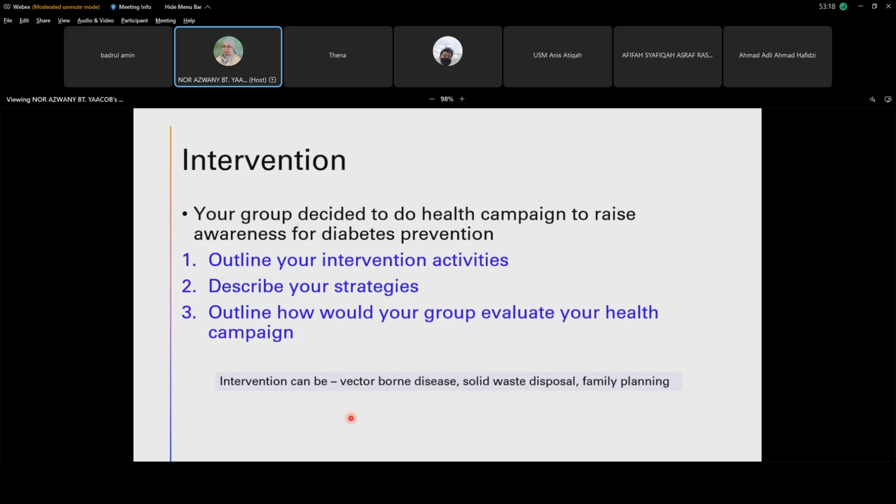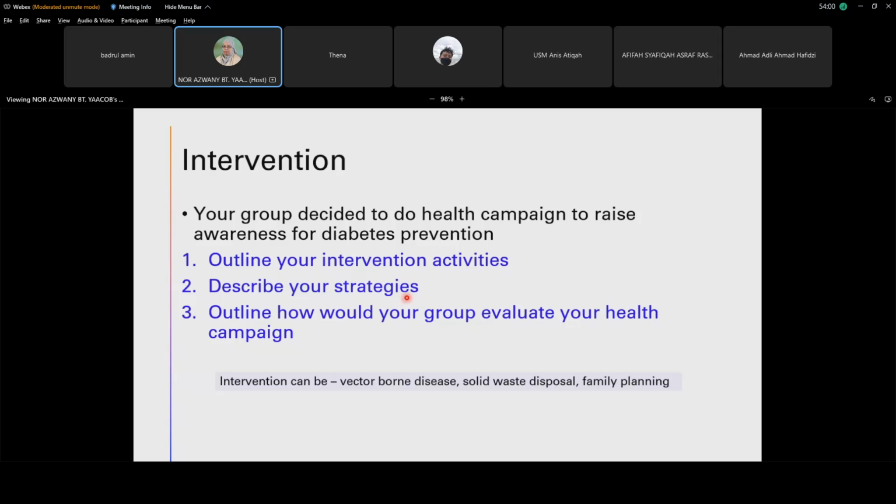Then we may ask, if it's a scenario-based question, you may be asked to outline your intervention activities. So you can use your experience, whatever you listened to in the presentation today, but match it with the scenario. If your group is on hypertension and suddenly the scenario is about diabetes, you cannot talk about hypertension activities. So you have to look into the scenario, but you can roughly adapt the activities you usually do. What is the strategy?